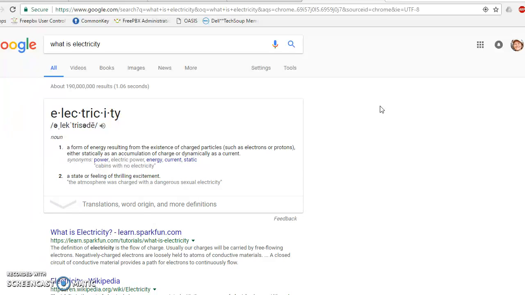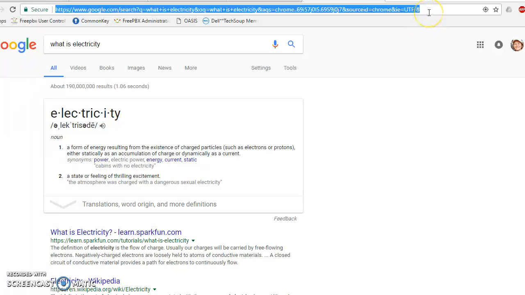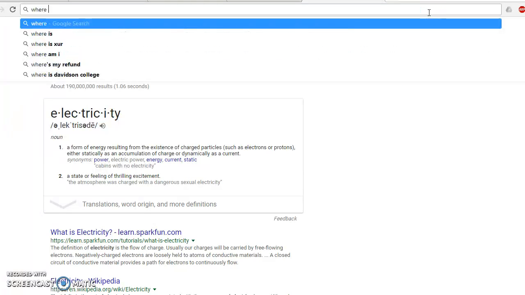school. So here's a typical definition of electricity: a form of energy resulting from the existence of charged particles, such as electrons or protons, either statically or as an accumulation of charge or dynamically as a current. Now, we all know that it powers our devices, and we have some feeling for what it is, something called the flow of electrons. But where does it come from? Let's take a look.